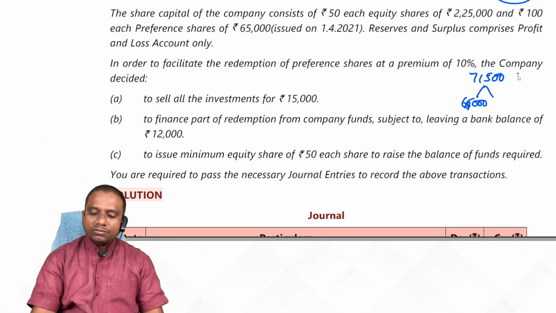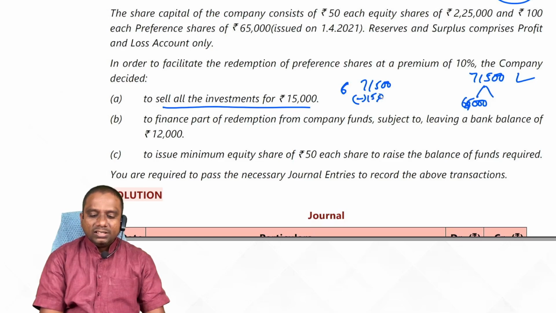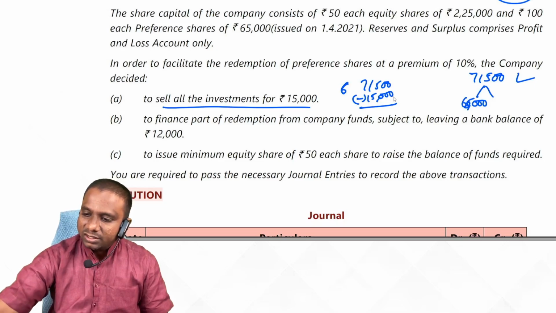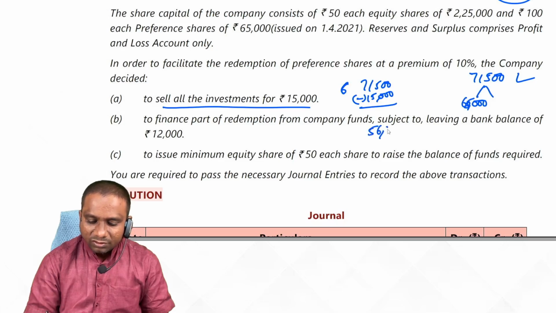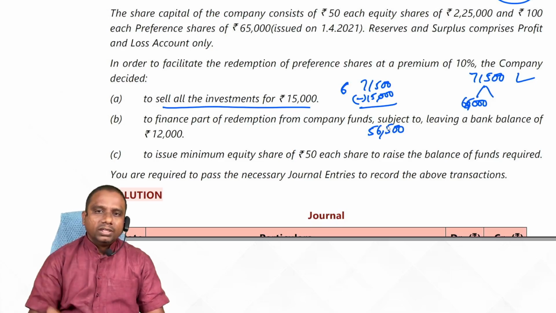But how much cash do we need? 71,500. For that, what are we doing? First, we are selling investments. By selling investments, how much amount are we able to generate? 71,500 minus 15,000. Still we need 56,500. What do we have to do to get this amount?